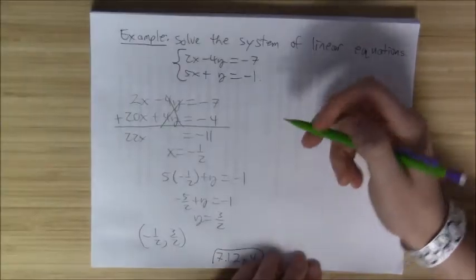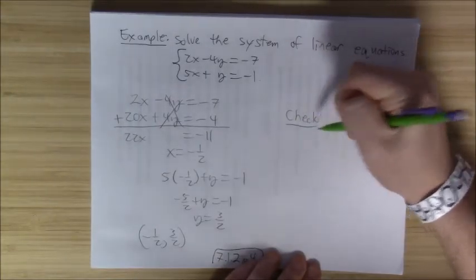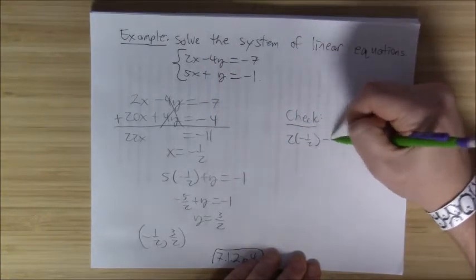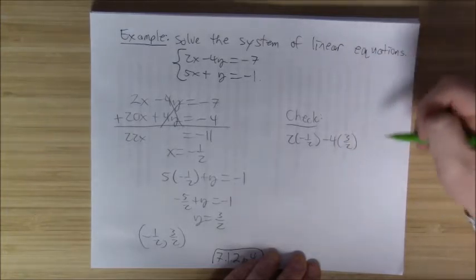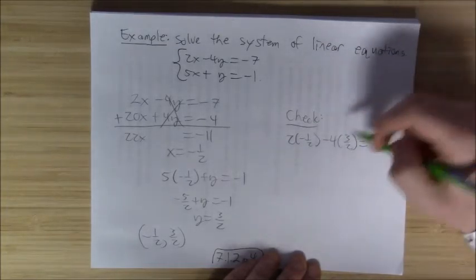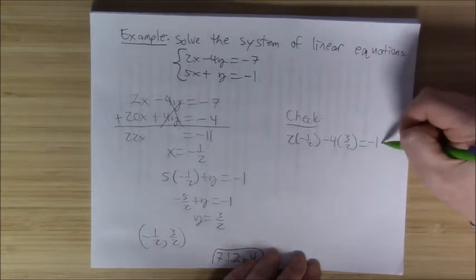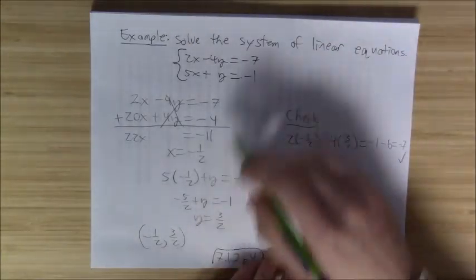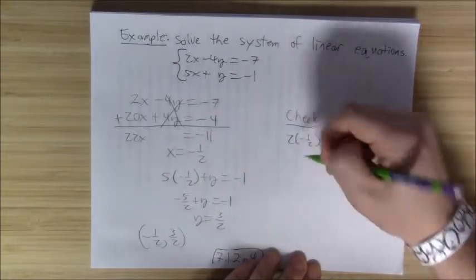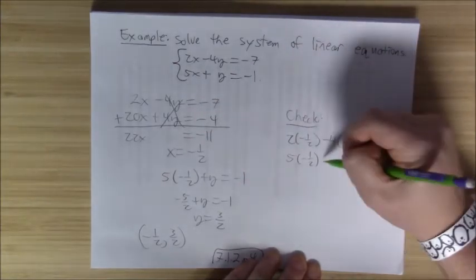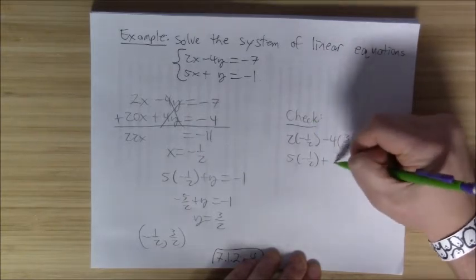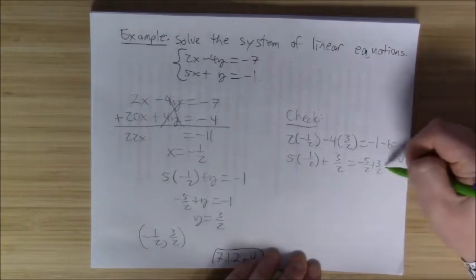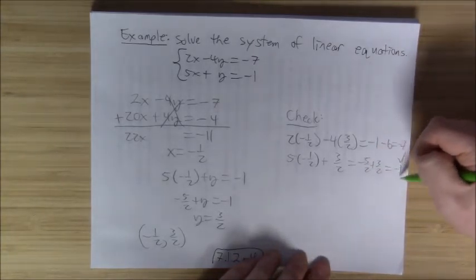Of course, I should check that. I remembered this time to do so. Checking, I have 2 times negative 1/2 minus 4 times 3/2, which is negative 1 minus 6, which is negative 7, which is good. And then substituting into the second equation, I have 5 times negative 1/2 plus 3/2, which gives me negative 5/2 plus 3/2, which adding together gives me negative 1. So again, I am good.